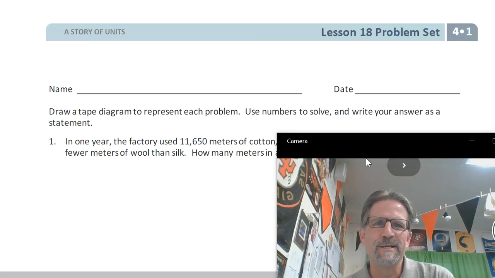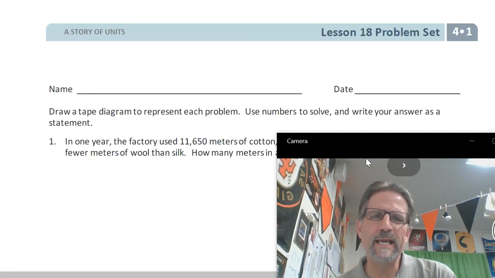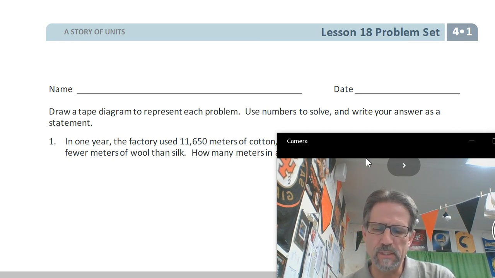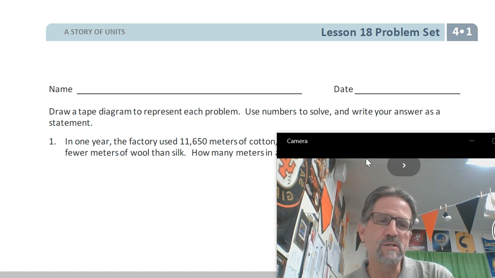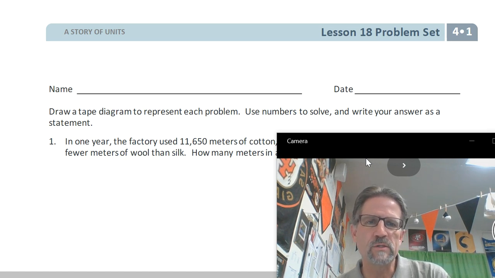Alrighty, this is Module 1, Lesson 18, the problem set. In this lesson, we are going to be solving multi-step word problems. We're going to use tape diagrams again, and then we're going to assess whether our answer is reasonable by using an estimate with rounding. So we have a lot of things going on here. Let's get right to it.